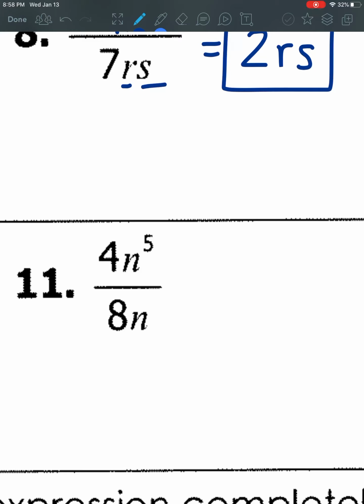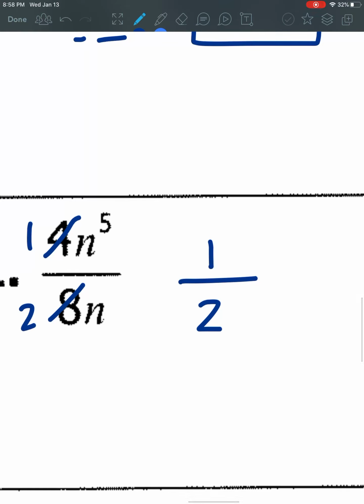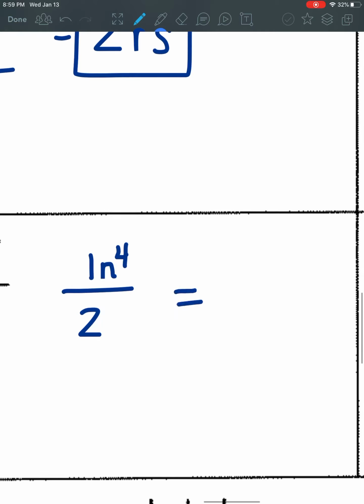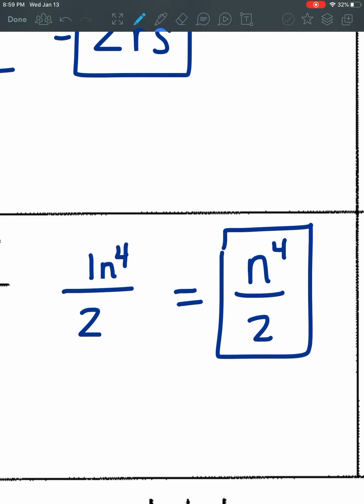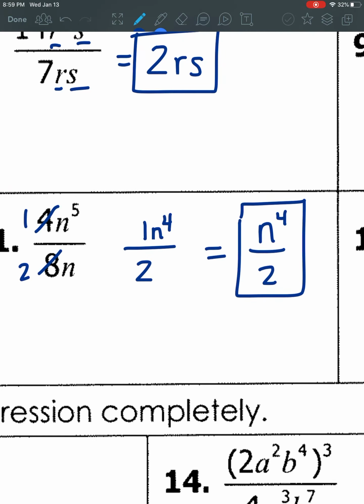Now, here's that example where oftentimes students see, oh, 8 and 4, and that's 2. But keep in mind, numerator has to divide by denominator, so 4 divided by 8 is not 2. So instead, I'm going to simplify this fraction to 1/2. Now, I always like to think about where there are more n's, or more variables. There's 5 on the top, there's only 1 on the bottom. So the n is going to stay on the top, and 5 minus 1, then we'd have 4. Now, I am going to simplify this because that 1 n to the 4th, we can eliminate that 1 and just do n to the 4th over 2.